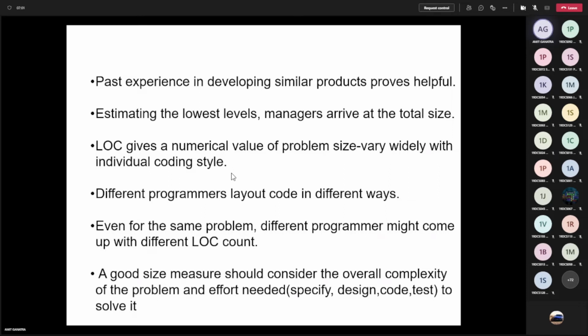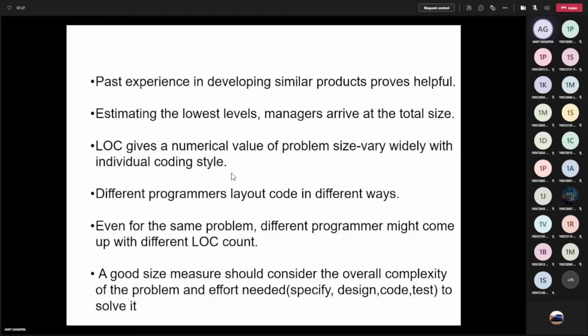So the output is always a numerical value. This LOC gives you a numerical value of the problem size, and it will widely vary with individual coding style. No one can exactly predict the exact line of code. So the outcome of LOC is always a numerical value, like 35,000 line of code or 32,560 line of code, whatever.